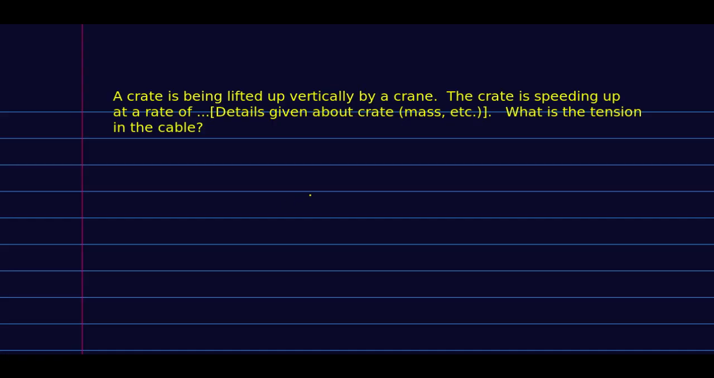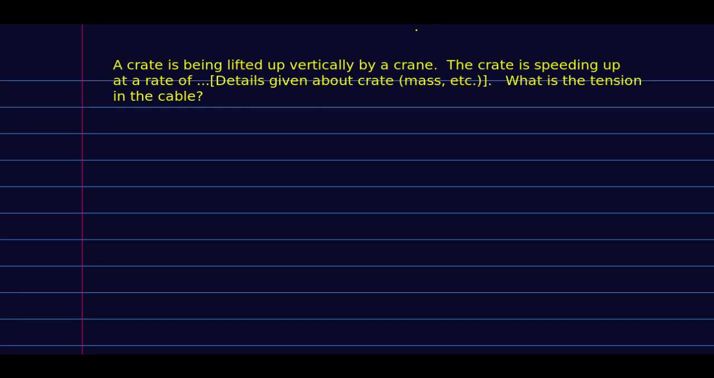I'm going to start by working an example, and then I'll summarize the process with a list. So let's think about this. A crate is being lifted up vertically by a crane, and the crane is speeding up at some rate, and a bunch of details are given about the crate. They're not important for us here. And what we want is the tension in the cable that it's being lifted by.